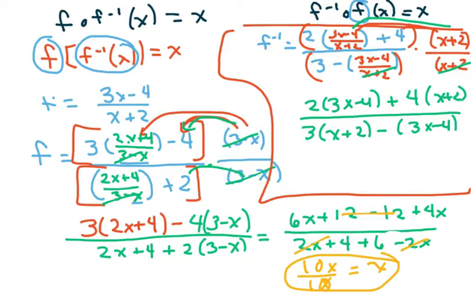All right. Now, when you clean all this up, you're going to get 10x over 10 again. You can do that. I'm running out of room. And that equals x. Okay? And I thought we'd do one more. We'll go a little faster.